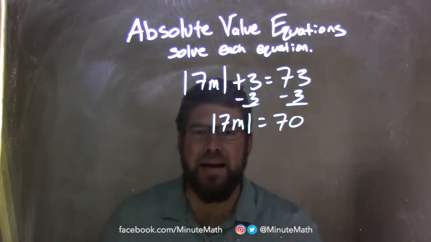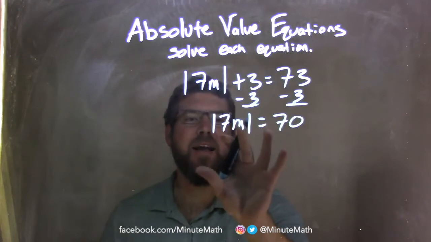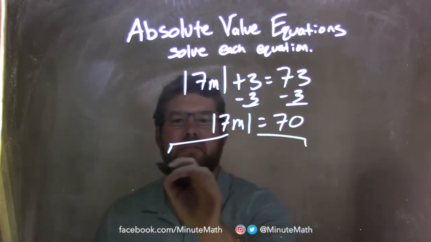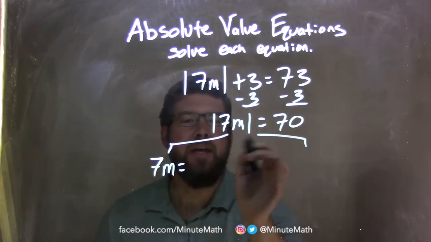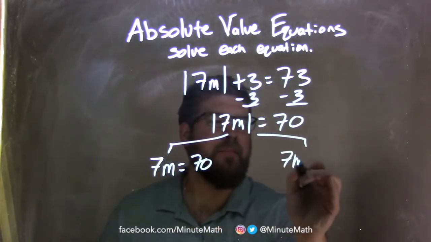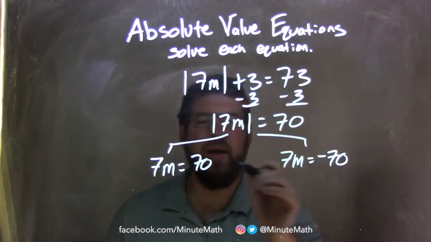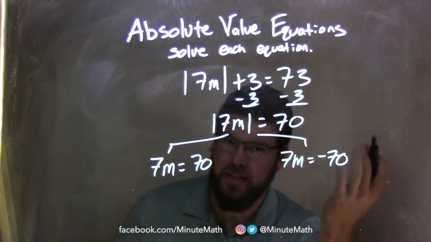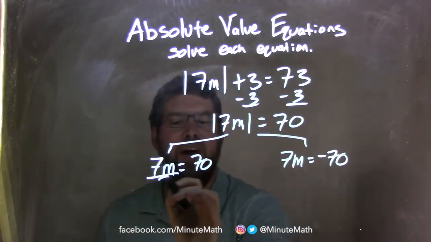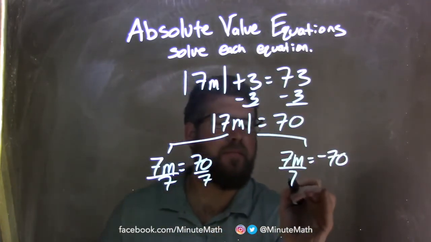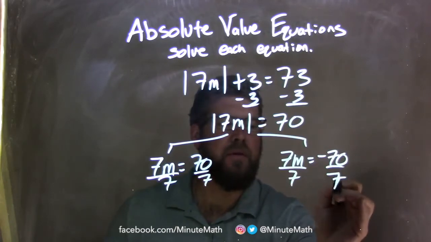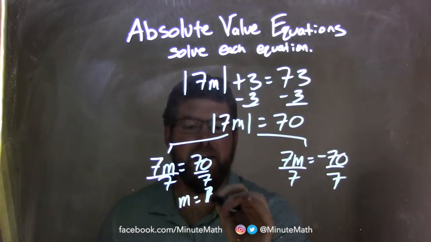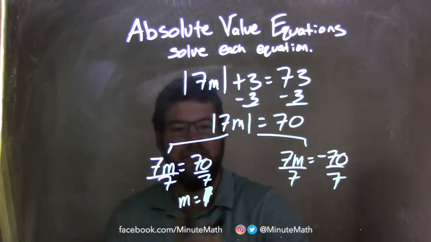Okay? Now my next step is I can now get rid of the absolute value, but break this apart into two equations. So we have 7m equals 70, and 7m equals a negative 70. When you break it apart, you make it into a positive and negative. From there, I then solve each equation individually, and they're both the same step of dividing by 7 to both sides of the equation, leaving me with m by itself equals 10. 70 divided by 7, which is a 10.